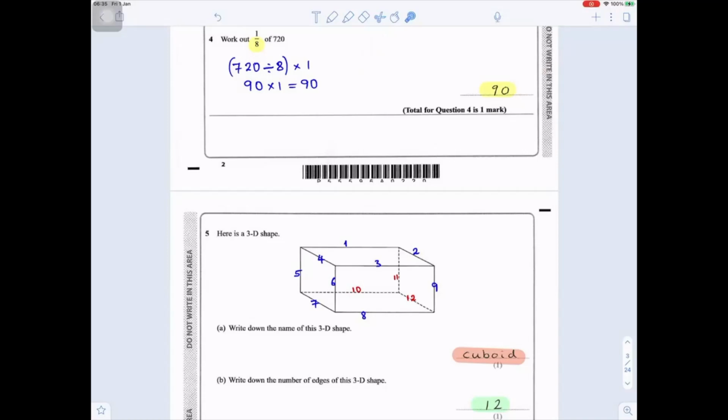Question number 5. Here is a 3D shape. Write down the name of this 3D shape. It's a cuboid. This front part is the face, it's long, and then these are the sides. So it is a cuboid. Write down the number of edges of this 3D shape. As you can see there, you can count 1, 2, 3, 4, 5, 6, 7, 8, 9, 10, 11, 12. So there are 12 edges in that cuboid.